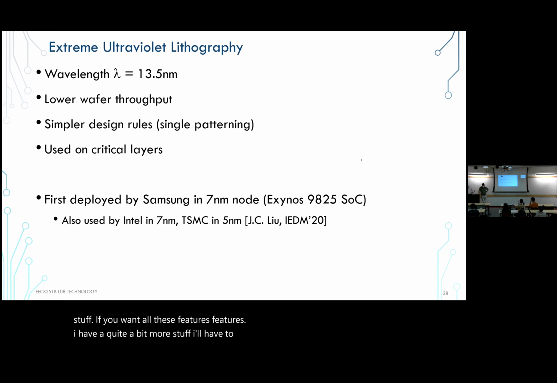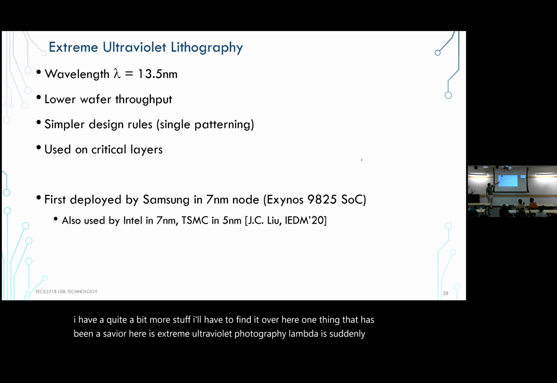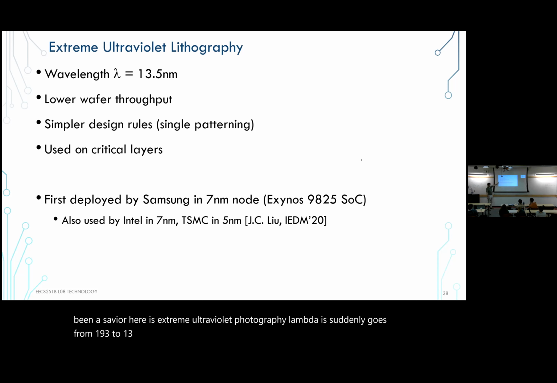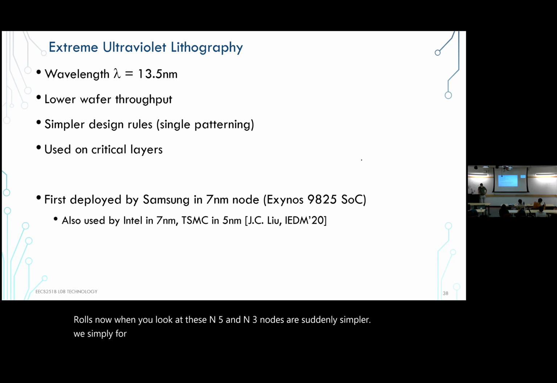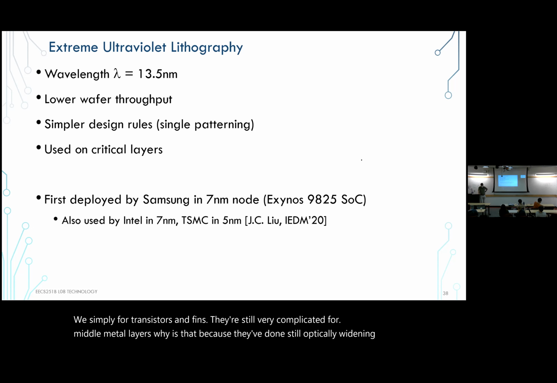One thing that has been a savior here is extreme ultraviolet lithography. Lambda suddenly goes from 193 to 13.5 nanometers. So life is good. Design rules now, when you look at these N5 and N3 nodes, are suddenly simpler. Way simpler for transistors and fins. They're still very complicated for middle metal layers. Why is that? Because they're still done optically. Why don't they just replace everything with UV?